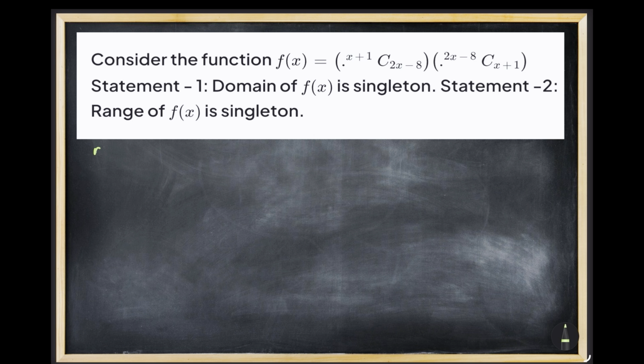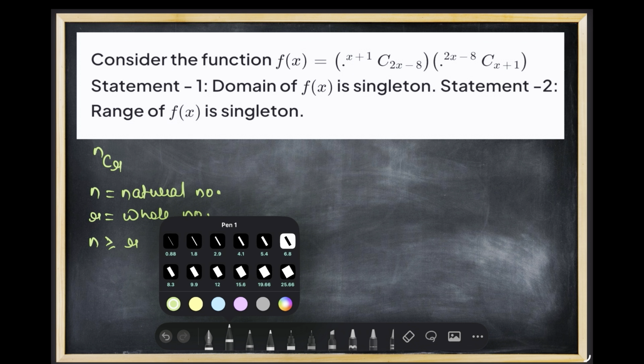So, it is nCr. First, I will tell you something about nCr. The n has to be a natural number. Okay, r has to be a whole number. Okay, and your n should be greater than or equal to r. So these 3 points you have to take care of.